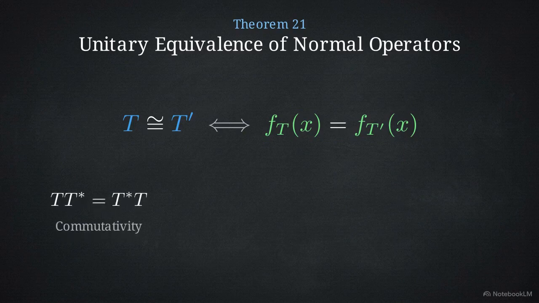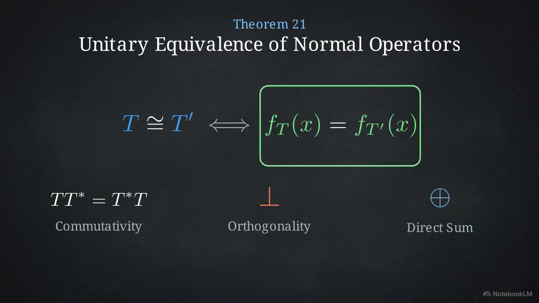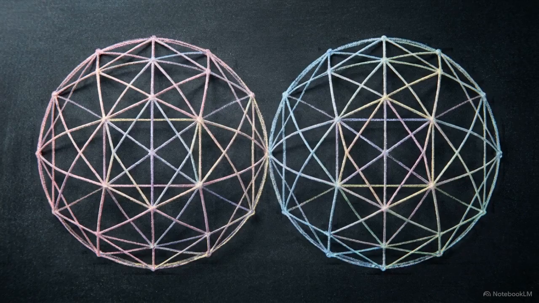These three properties, commutativity, guaranteed orthogonality, and clean geometric decomposition, are all contained within that single polynomial. The characteristic polynomial is sufficient to define a normal operator's entire geometric reality. If the polynomials match, the operators are identical.